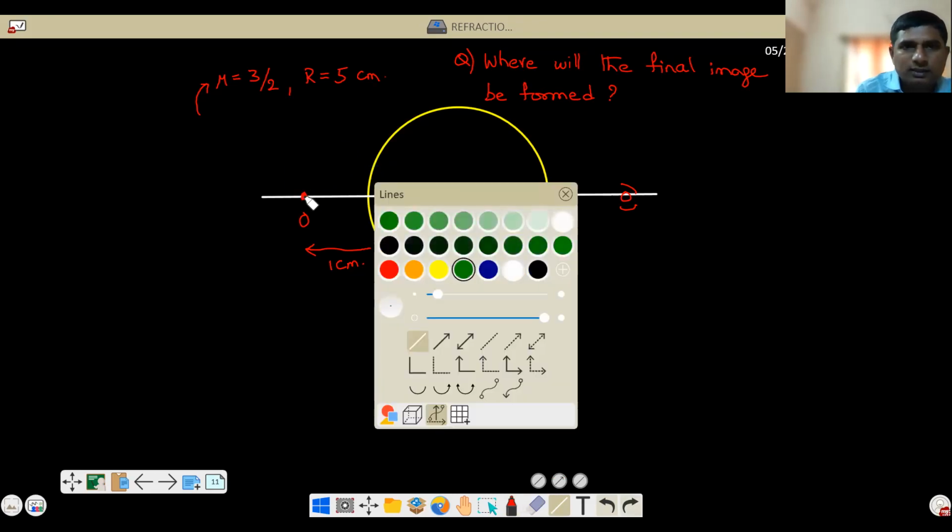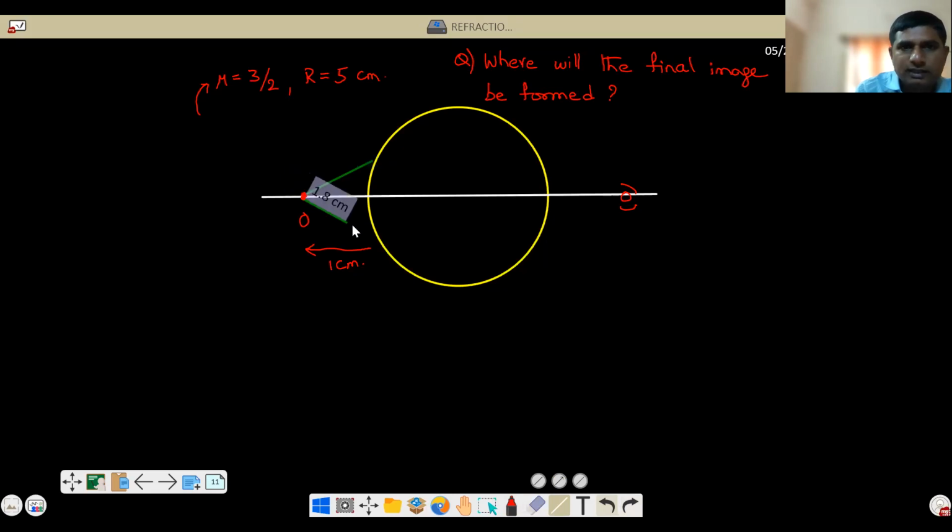Let's say green color. This is one incident ray. This is another incident ray. These two rays are incident on the surface, let's say surface A. Now take refraction at surface A. So what is mu1? 1, because this is air. This is glass, so mu2 is 3/2. And what is u? -1 centimeter, because this is my pole. The distance is 1 centimeter, but on the left side, so -1 centimeter.